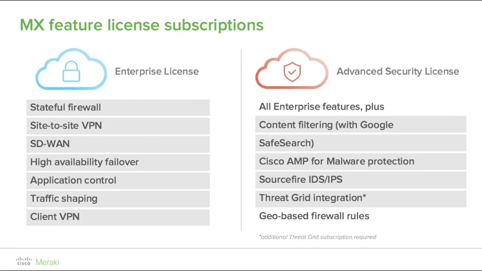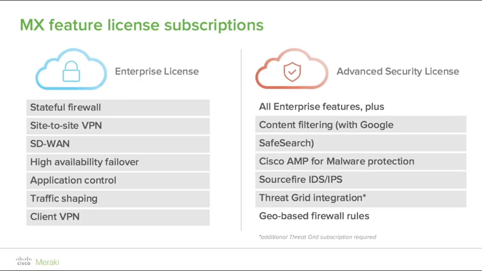The slightly more expensive Advanced Security license includes all of the enterprise features plus a bundle of additional security subscription services to enhance your appliance's capability. These include Google Safe Search and YouTube for Schools, Cisco Advanced Malware Protection with its Global Threat Intelligence Network, Cisco SourceFire IDS and IPS to detect and protect traffic between the internet and the LAN, as well as VLAN to VLAN. ThreatGrid Behavioral Monitoring provides sandbox execution of potentially malicious files, and IP geolocation database for geographical-based firewall rules.